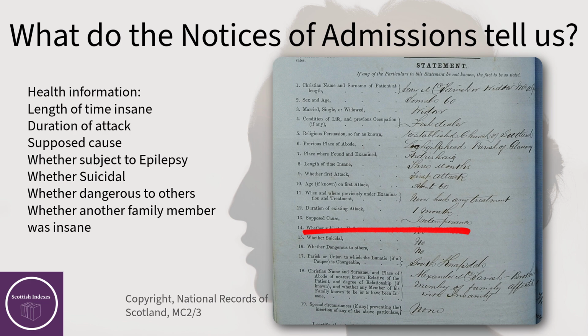Notice here that the supposed cause of Jean's illness is intemperance. Now, if she drank too much alcohol, that may have led to mental health problems, or perhaps she had pre-existing mental health problems, and that's why she turned to alcohol.